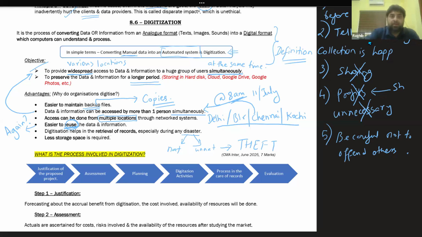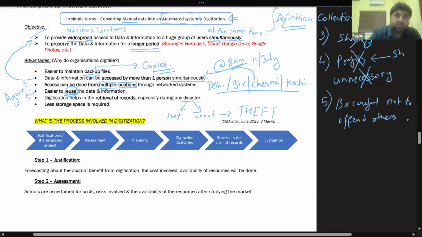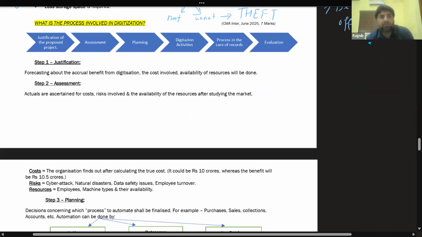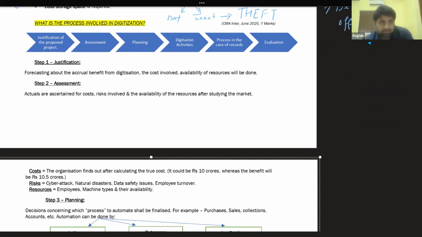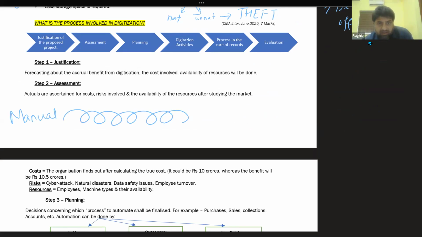Okay. Now, going forward, looking into the last subsection of digitization: what is the process involved in digitization? This is speaking about how manual records get converted into digital. This topic is talking about this area.